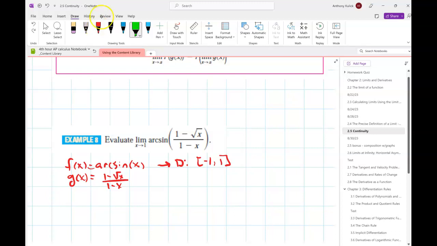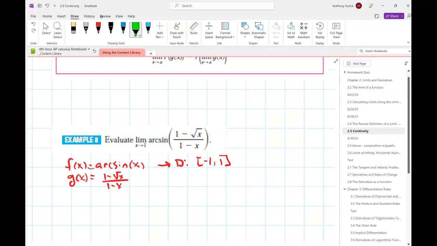Okay. So remember, sine and arc sine are inverses, right? Sine's domain is all real numbers, and its range is -1 to 1. For functions that are inverses, the domain of the inverse is the same as the range of its function, and the range of the inverse is the same as the domain of the function, or a subset of it anyways. The range for sine is -1 to 1, so the domain for arc sine is also -1 to 1.